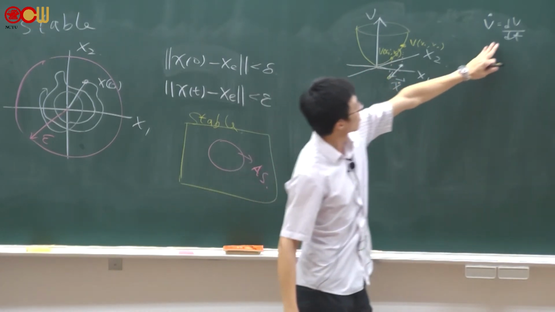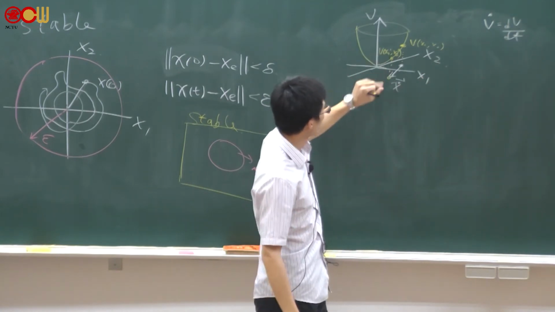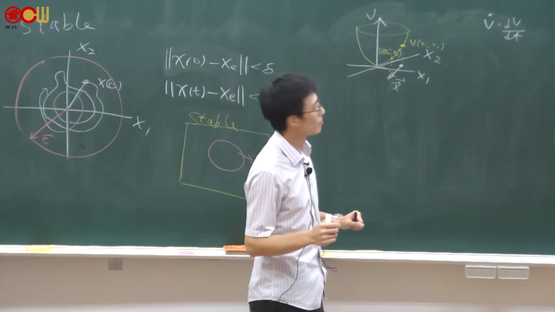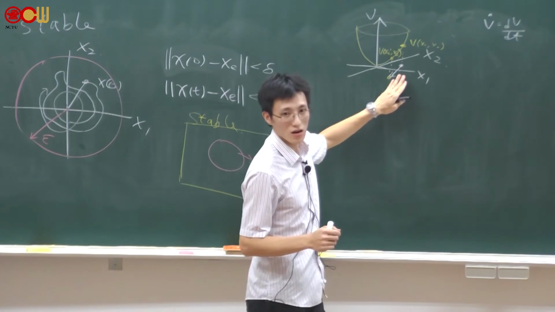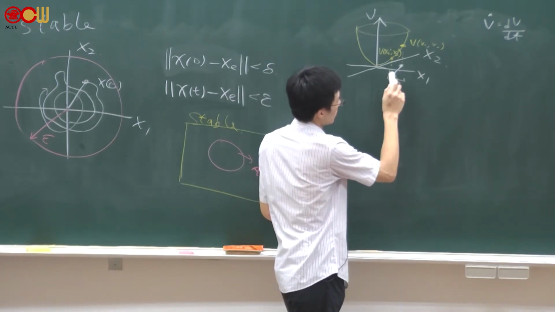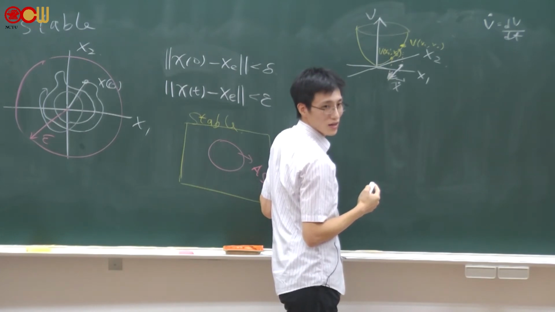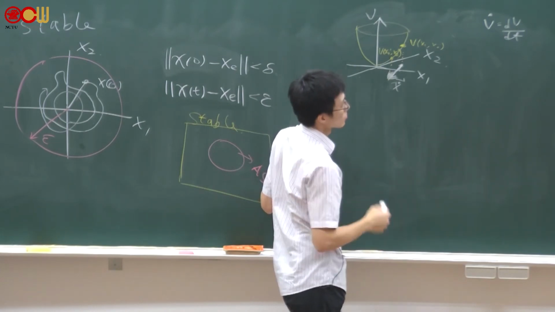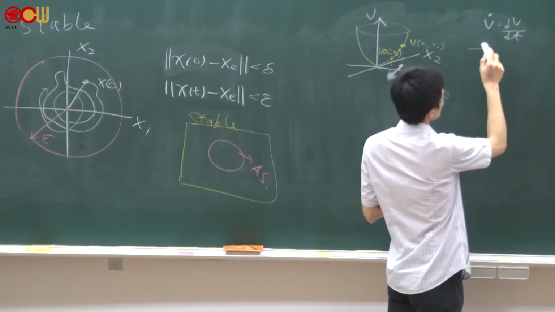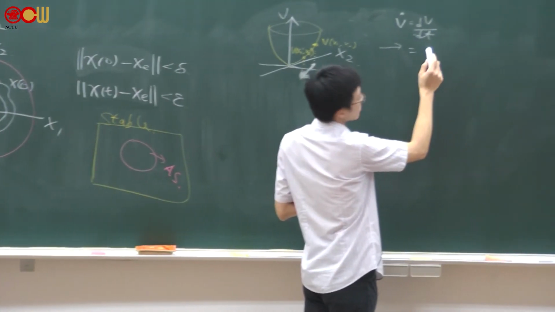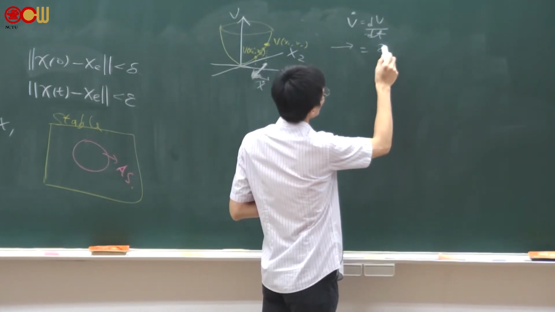So this only discusses the change of V with respect to time, but we have dynamics here. The role of this vector comes into play, right? It's the dynamics. So somehow you need to put dynamics into here, right? And that's where the chain rule comes into play.